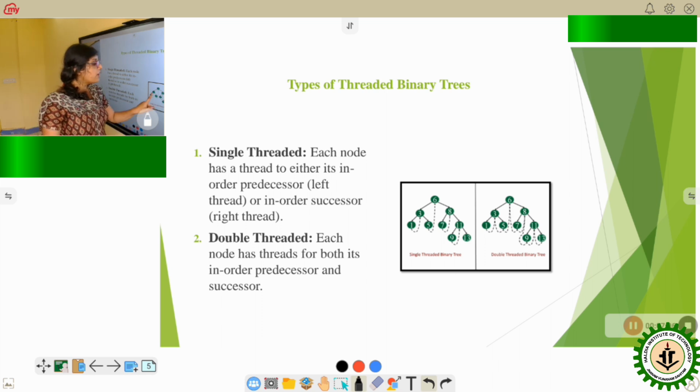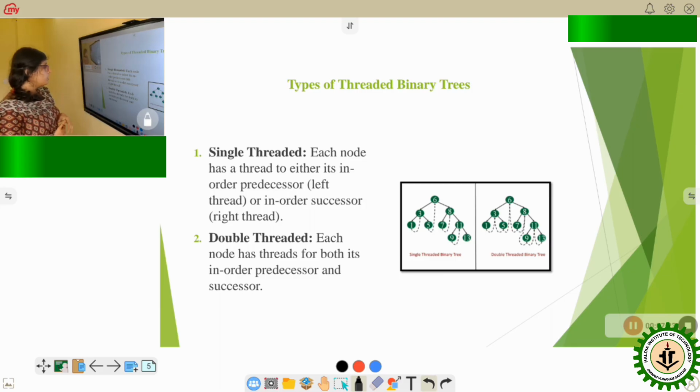Here the child node is connected back to its predecessor in the form of a thread. And also 5 is a child node, it is connected back to its predecessor or the parent node in the form of a thread. Similarly, 7 is connected to 8, its parent node, in the form of a thread. 9 is also connected. Now what is double threaded? Each node has threads for both its in-order predecessor and successor.